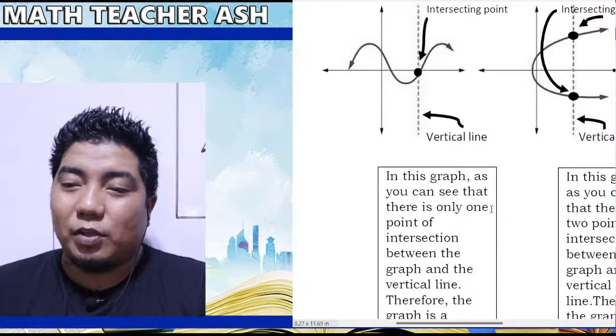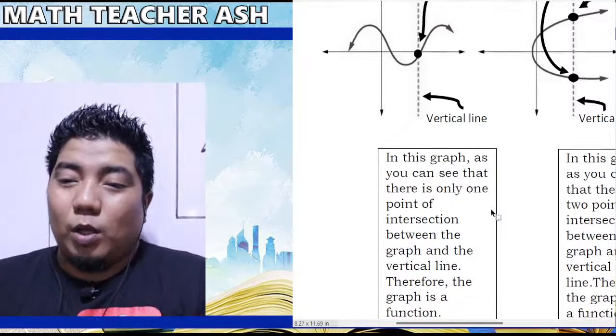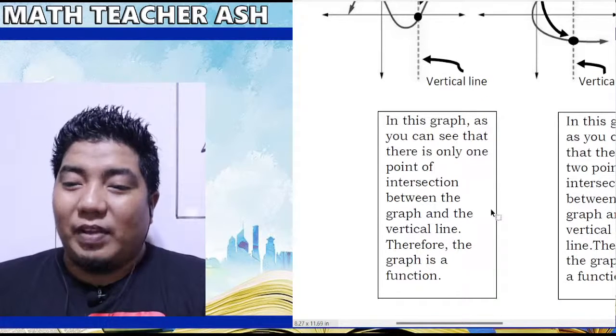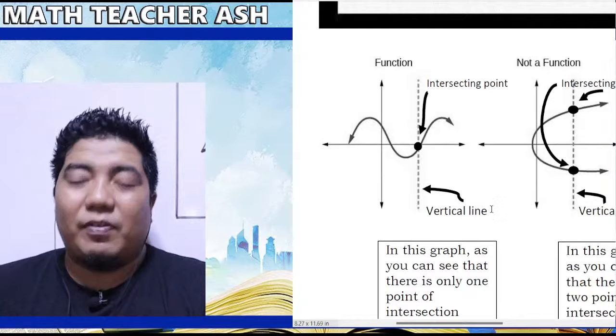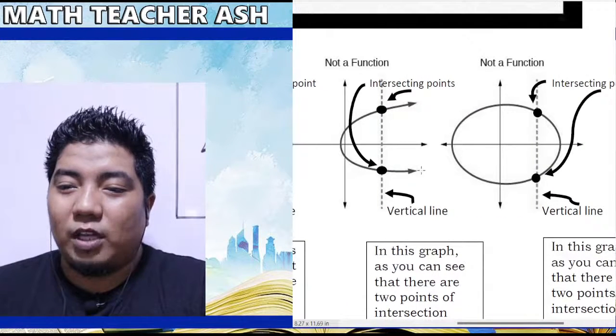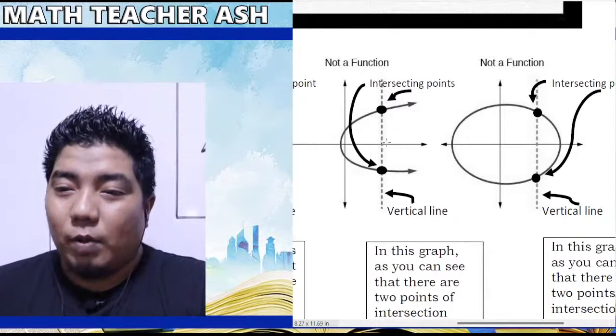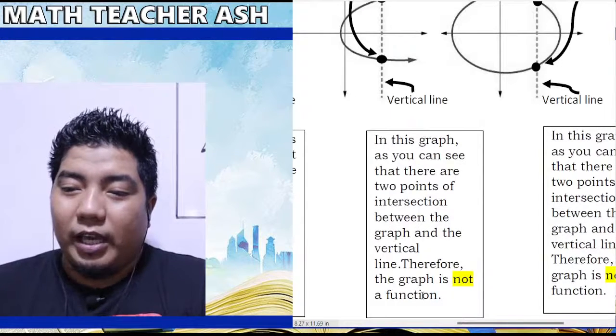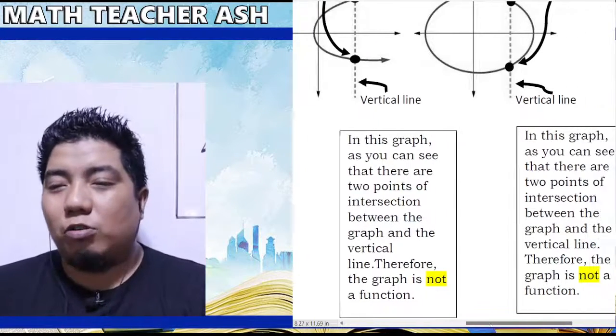In this graph, as you can see, there is only one point of intersection between the graph and the vertical line. Therefore, the graph is a function. However, in this part, yan. Ito nga, yung katulad ng drawing ko kanina sa whiteboard, dalawang beses tumama. So, this part, this is not a function, kundi relation lang.